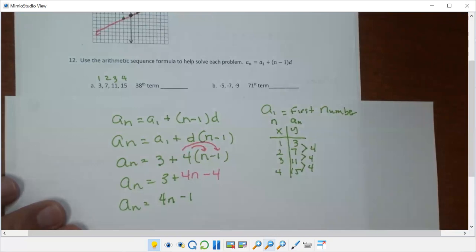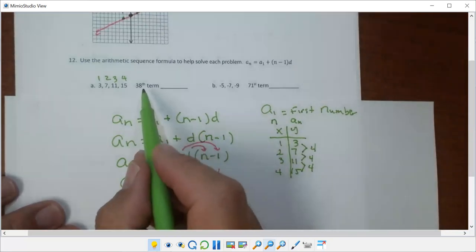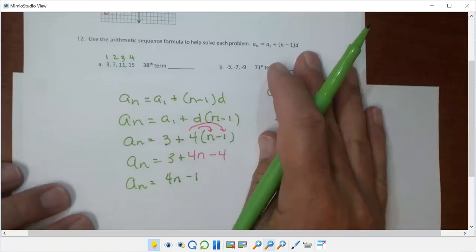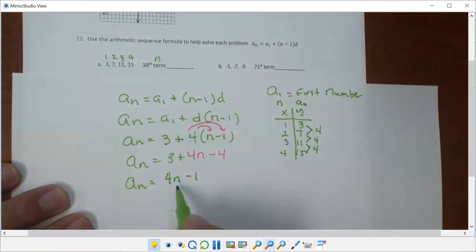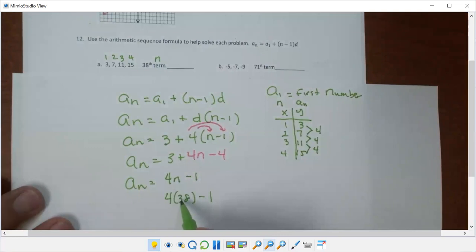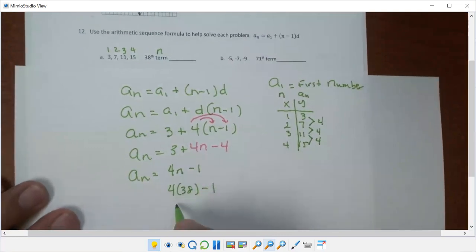Now, how do I find the 38th number that they want me to find? Well, there's a couple ways. This represents your n value. So I'm going to put 38 where there's an n, and I'm going to multiply these two. When I multiply these, I get 152, and we're going to subtract 1 from it. So when I subtract 1, my answer is going to be 151.